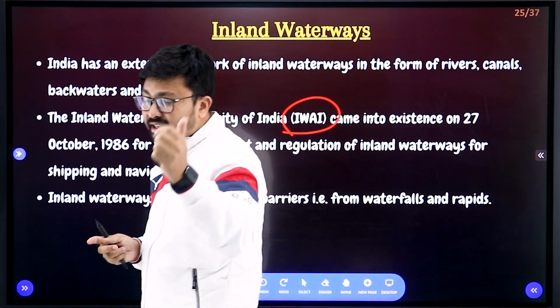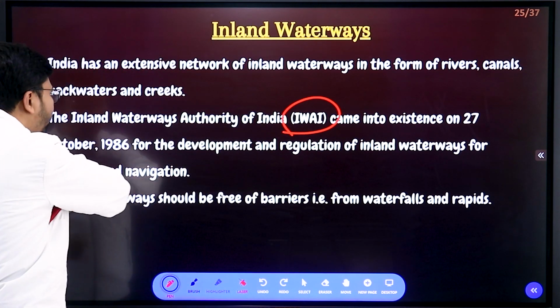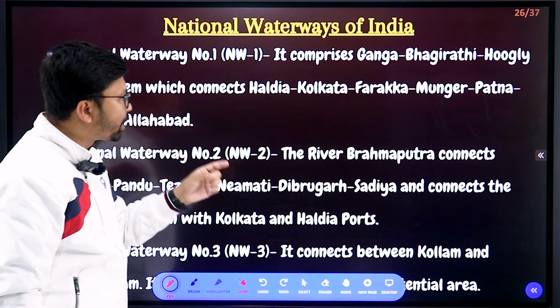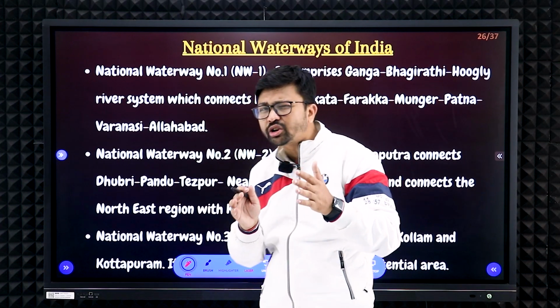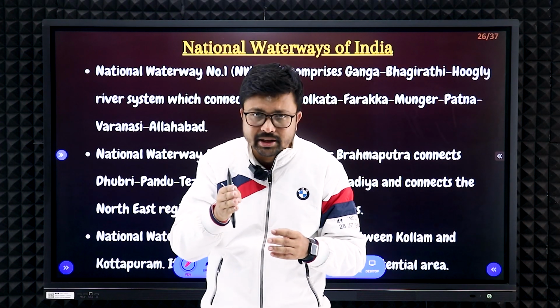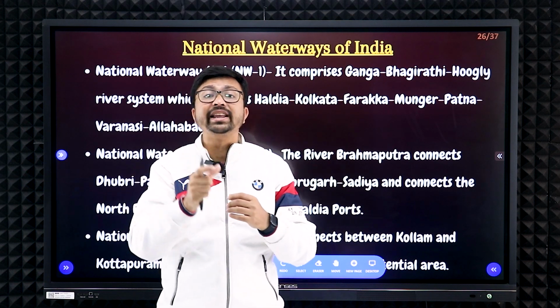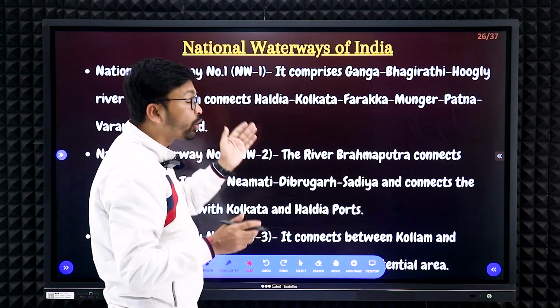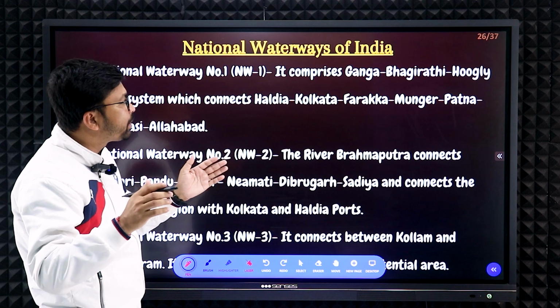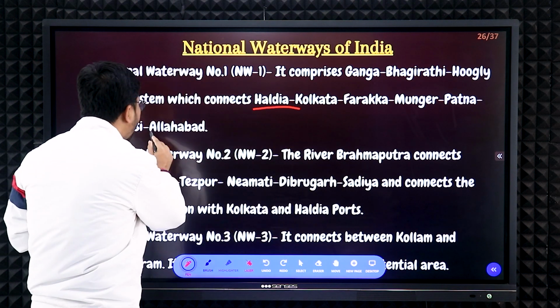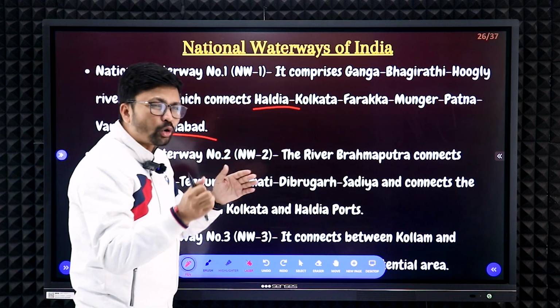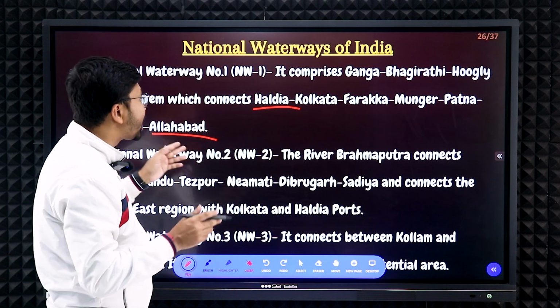But for your exam purpose, you need to focus on the first three: National Waterways number 1, National Waterways number 2, National Waterways number 3. You just need to focus on which river it has been done on and which areas are connected. Here you can see National Waterways number 1. It is on the Ganga river. Which places does it connect? It connects Haldia to Allahabad. Haldia is close to Kolkata. So Haldia to Allahabad is connected.